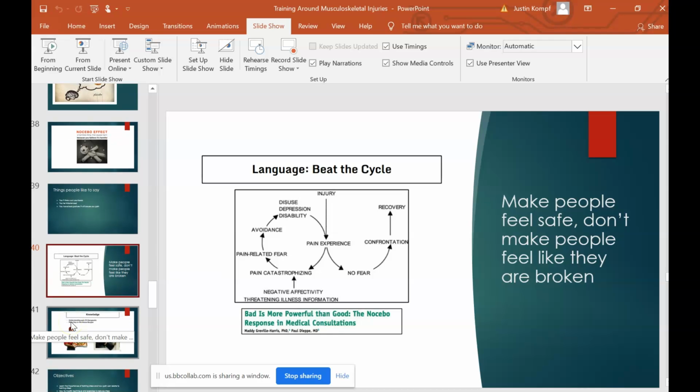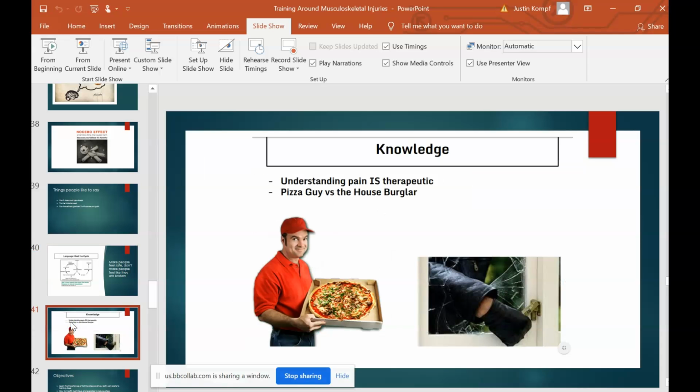So in terms of pain, think about how you react to pain in two different ways. Here's one metaphor that I've heard: the burglar versus the pizza guy. Imagine that you hear a knock on your door at night. Let's just imagine that that's pain. And if you think that it's a burglar at your door, you're gonna freak out probably.